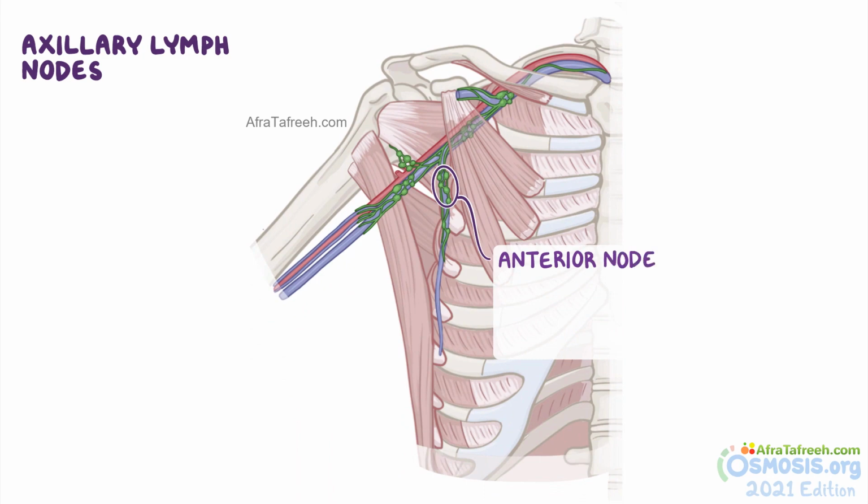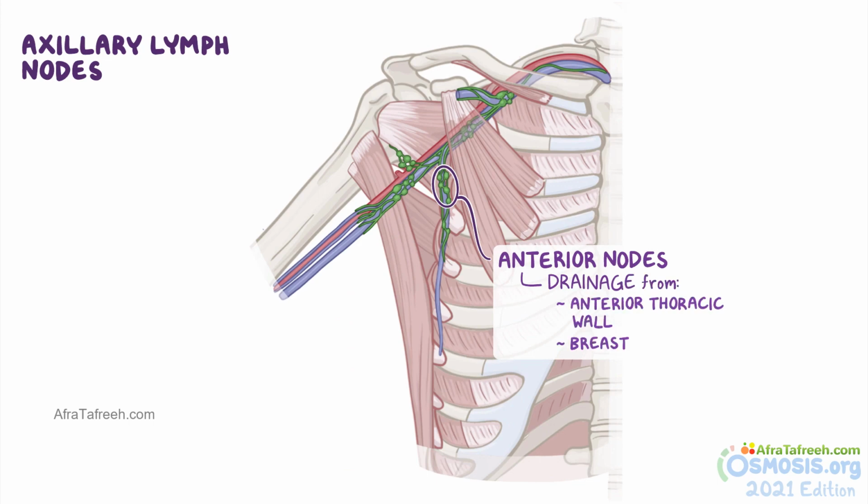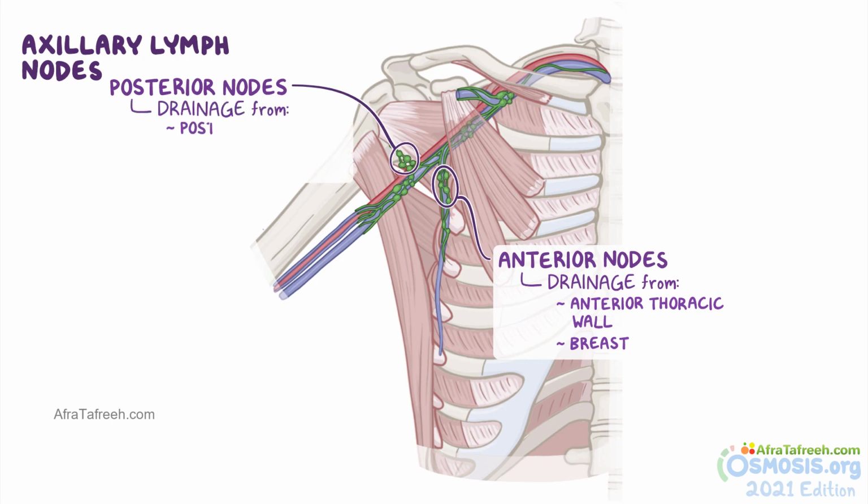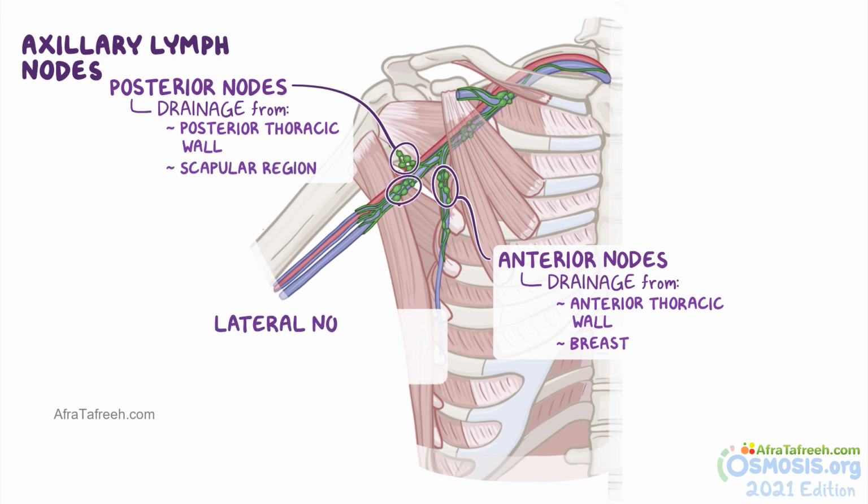The anterior nodes are located along the medial wall of the axilla and receive lymphatic drainage from the anterior thoracic wall and most of the breast. The posterior nodes are located along the posterior axillary fold and receive lymph from the posterior thoracic wall and the scapular region. The lateral nodes are located along the lateral wall of the axilla around the axillary vein and receive lymph from most of the upper limb.